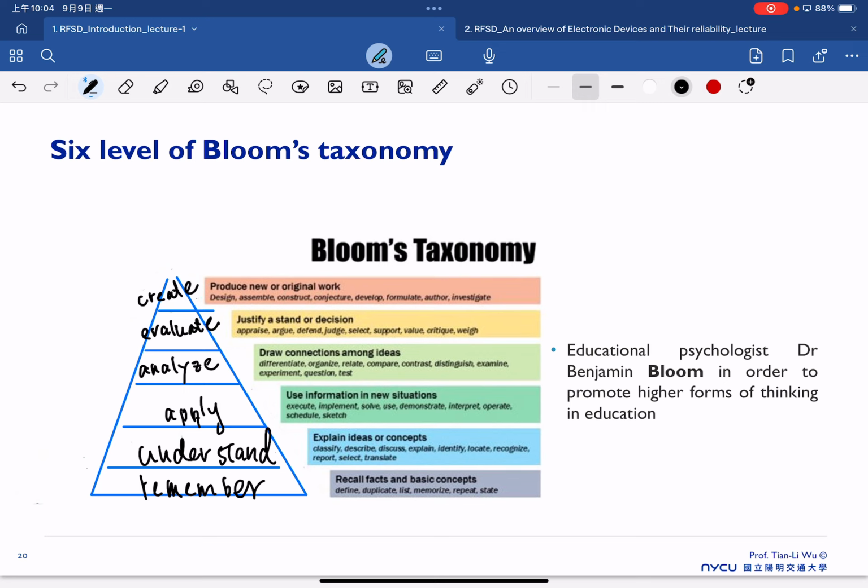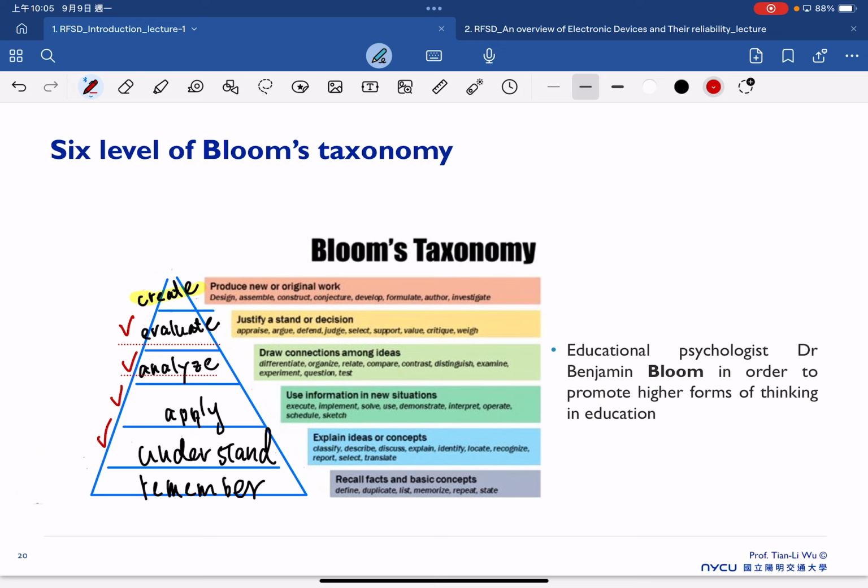Of course, for everyone who is doing a thesis, research, or going to work in a future career, your boss or manager expects you to create something useful for the company. So create is always a very important thing to keep in mind. But in this class, we probably will not have the chance to let you create something. But at least we hope we can reach these 4 different levels.